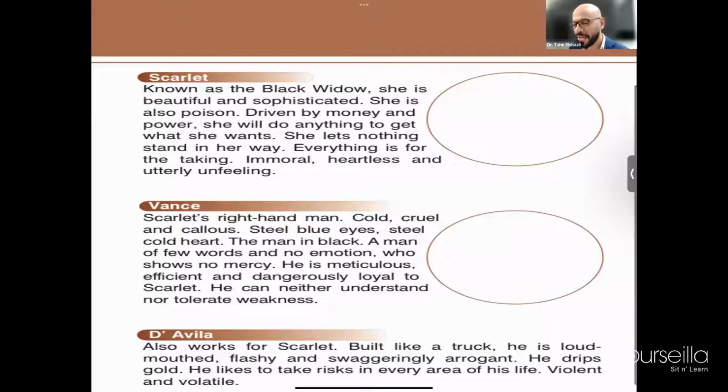Johansson, huh? طب تمام. Known as the Black Widow, she is beautiful and sophisticated. She is also poison. Driven by money and power, she will do anything to get what she wants. She lets nothing stand in her way. Everything is for the taking. Immoral, heartless, and utterly unfeeling.